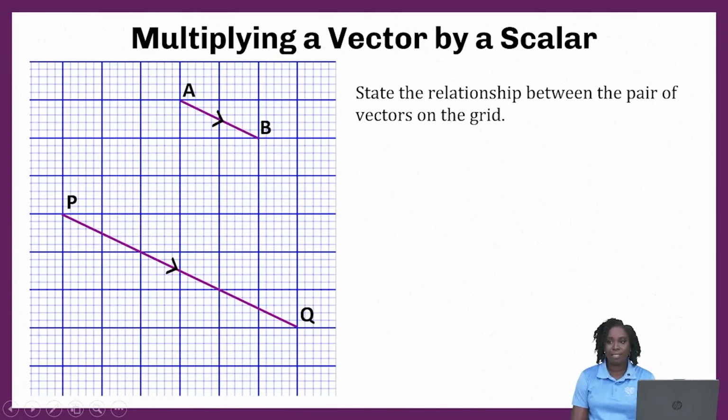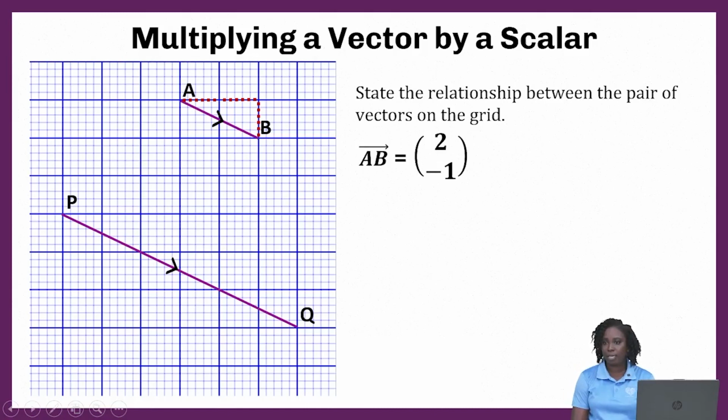What if we had a similar question, but this time we were given the 2 vectors and asked to state the relationship between the pair of vectors on the grid? Well, we have AB, but we're going to need to actually find that because we weren't given any other information about it other than the diagram. So we need to come up with that vector. So we move to the right 1, 2, and down 1. So that becomes (2, -1).